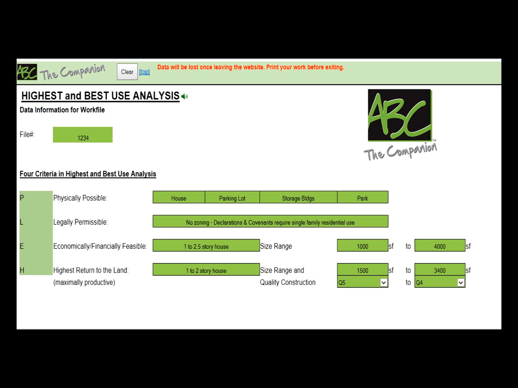Now don't forget, you're going to want to print this either to a PDF if you're paperless or a hard copy and place it in your work file. This is your support showing that you did analyze the highest and best use.